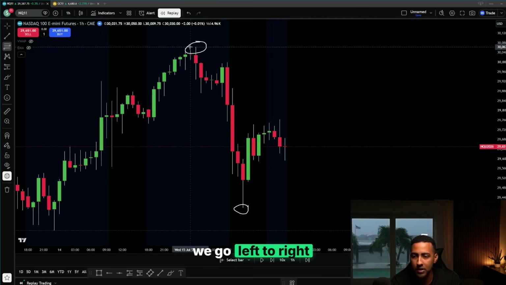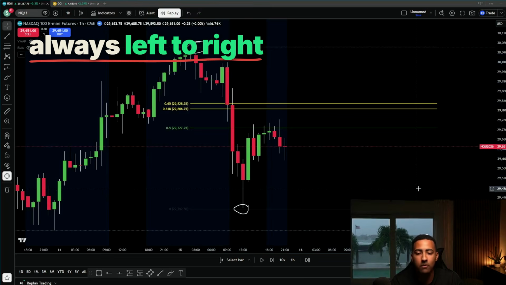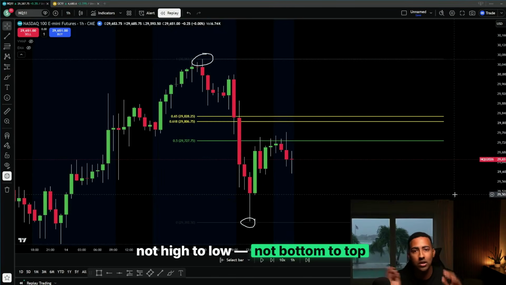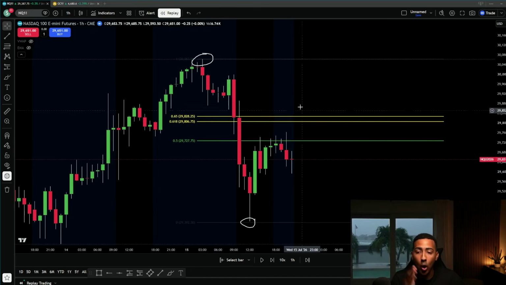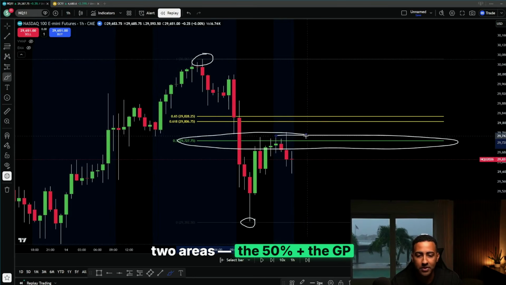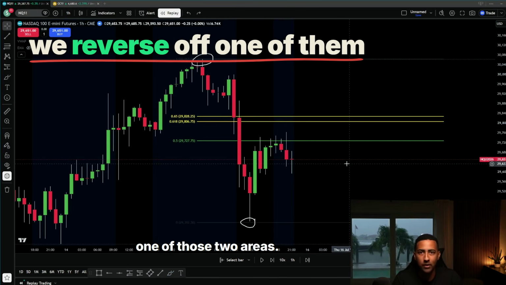So as you can see, we have ourselves from the left to the right. You always go from left to right. Pretty much every single time you use the fib, you are going to go from left to right, not from high to low, not from bottom to top, right? Always left to right. And so what you're going to notice here is there's 2 areas of importance, the 50% and the golden pocket. We are most likely to reverse off of one of those 2 areas.